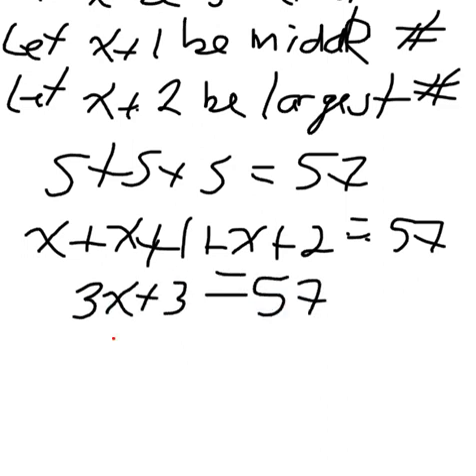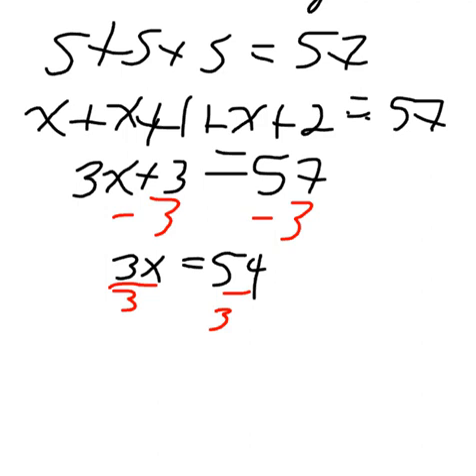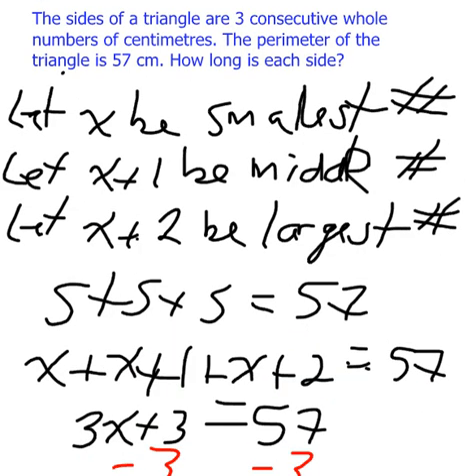You solve. To solve, we're going to subtract 3 from both sides, and then divide by 3. In this case, we get 18. We're not totally done yet, because that just tells us what X is. If you remember, X was the smallest side. I said number, I should have said side. So now we know the smallest side of the triangle is 18. Then the next one has to be 19, and the next one has to be 20.